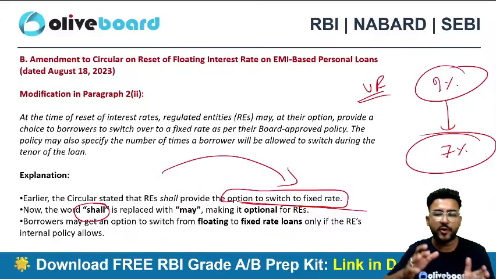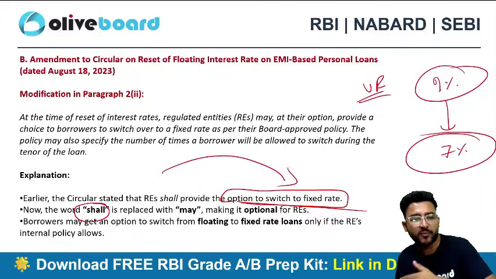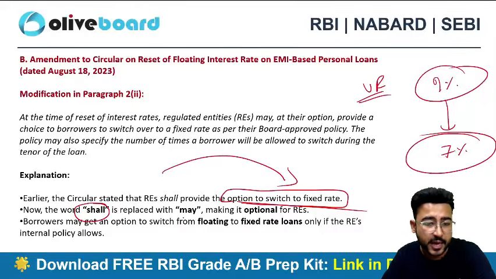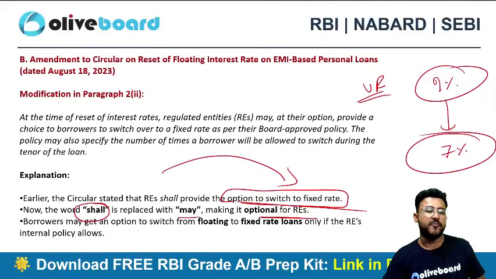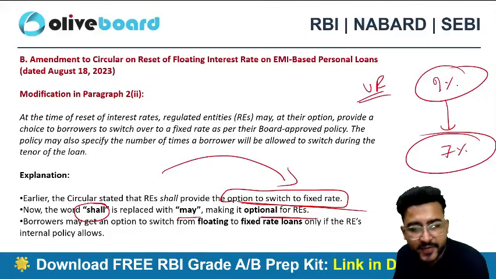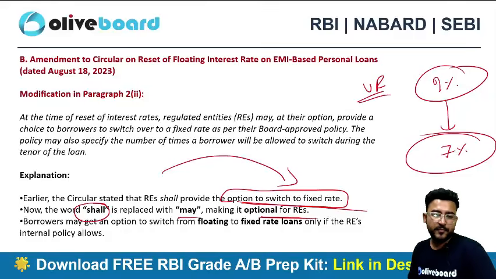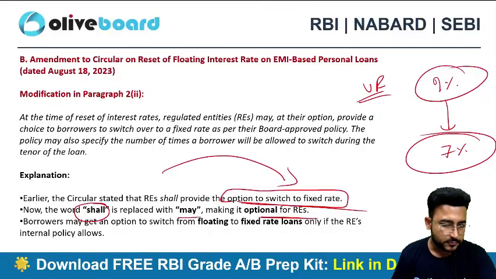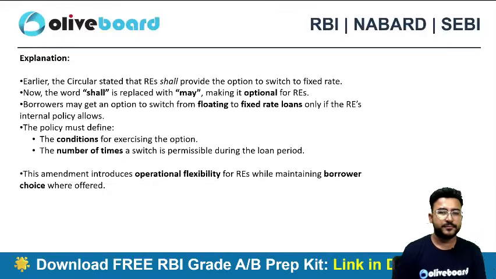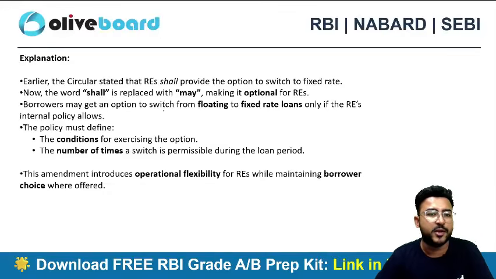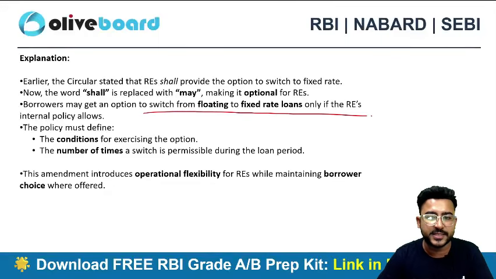But as of now, they have replaced the word shall with may. So it is optional for the REs to provide such an option for the customer to switch from variable rate to fixed rate now, right? Then the borrower may get an option to switch from floating to fixed rate only if the RE's internal policy allows.